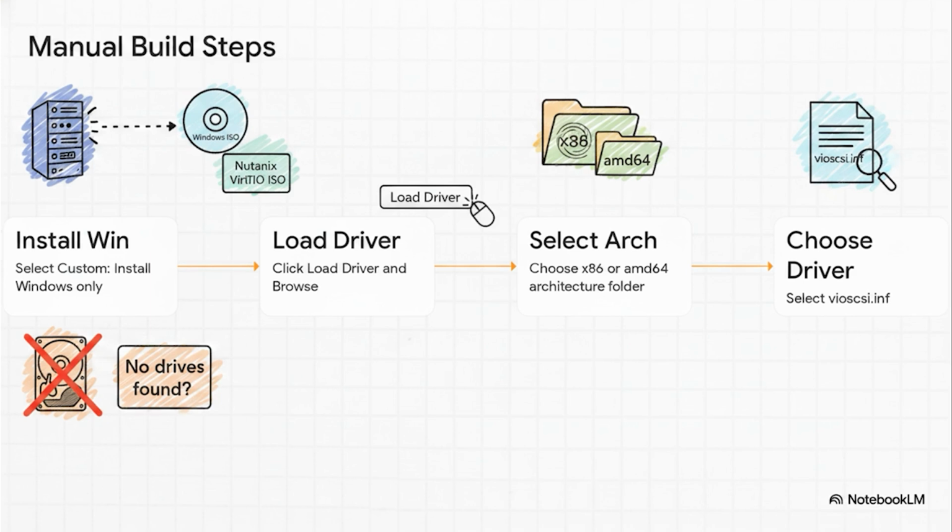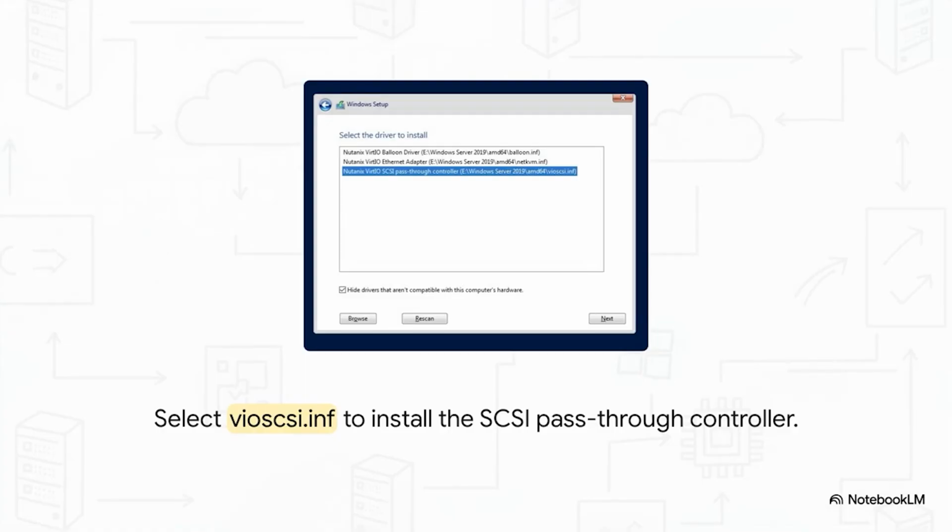Now here's a critical exam detail. You must carefully select the specific directory for your OS architecture. The x86 subdirectory is strictly for 32-bit Windows, while the AMD64 directory is for 64-bit Windows. Once you're in the correct folder, you are hunting for the SCSI pass-through controller driver, specifically the vioscsi.inf file. And this brilliantly illustrates exactly what that looks like in the Windows setup interface.